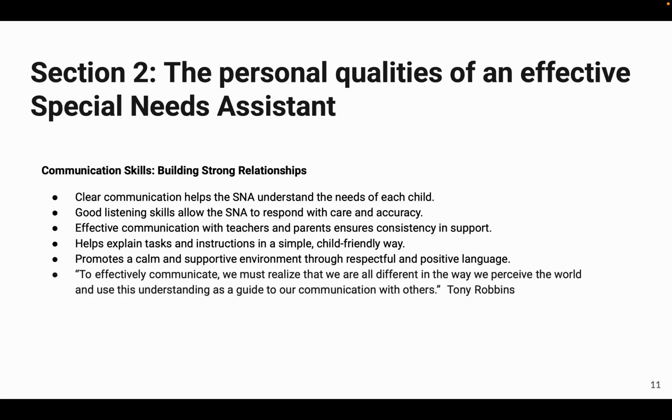To effectively communicate, we must realize that we are all different in the way we perceive the world and use this understanding as a guide to our communication with others. Tony Robinson.